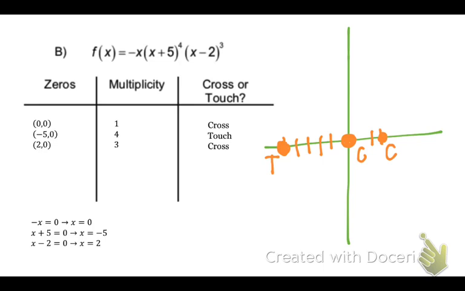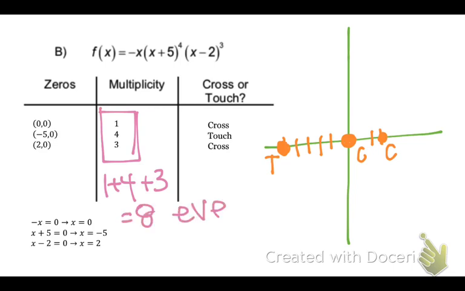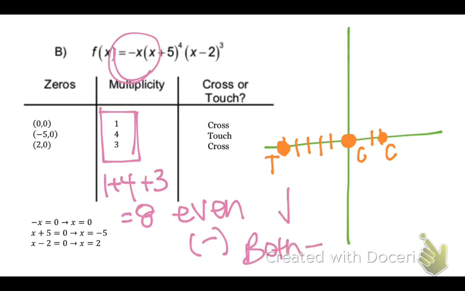We need to figure out what the ends are doing here. So let's figure out our end behavior. If this is a 1, we can just add all of this up together. So 1 plus 4 plus 3. 1 plus 4 is 5 plus 3 is 8. So that is even. And then we have a negative in front, so it's negative. So both the sides are going to be negative. So this is going to go down, and this is going to go down. Okay? And then this is going to go up, and it's going to touch that, come down, cross, and it's going to cross there.